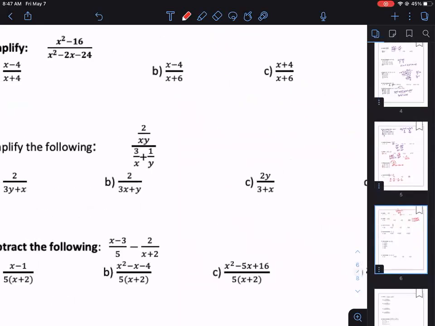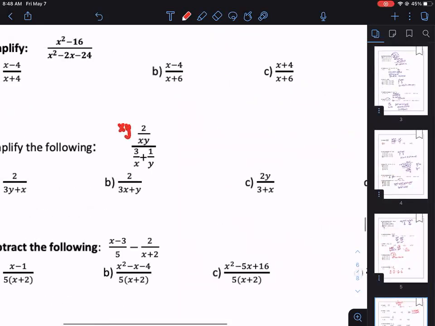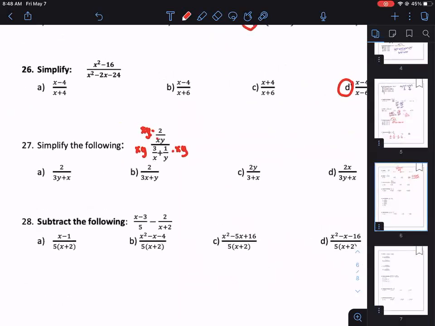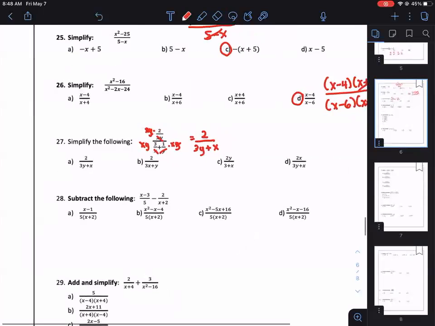Complex fraction. So again, we will multiply by the LCD, which in this case is xy, just to kind of zoom in a little bit for you. Those will cancel, leaving me with 2. The x's will cancel, leaving me with 3y. The y's will cancel, leaving me with x. So that is going to be choice B.